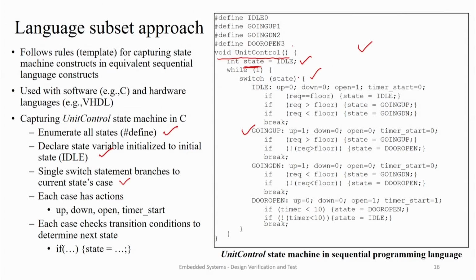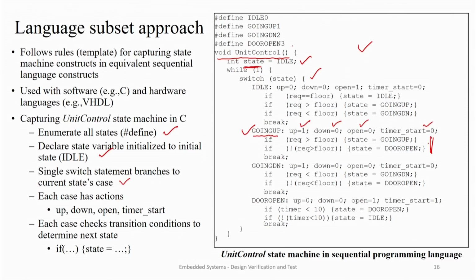Now, if it is going up, you go up. In each case, what do you have? You have actions. So, first, after you go to going up, what are the actions? Up has to be 1, down is 0, open door should be closed and the timer should be 0. So, these are the actions at this state. And you also have a set of if then else statements. Each case checks transition conditions to determine the next state. So, what are these ifs doing? These ifs tell you what the conditions are for going to the next state.